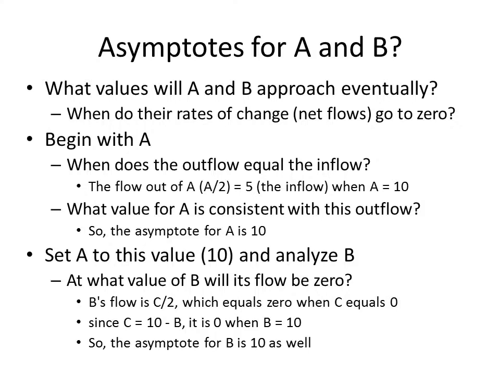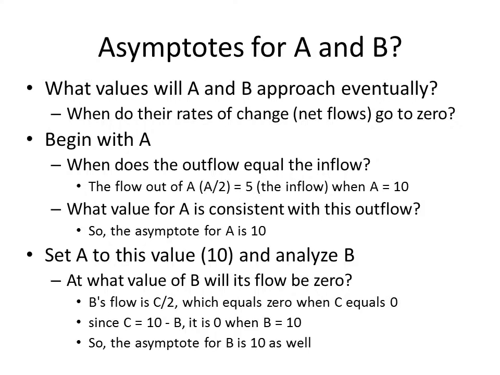When does the outflow of A equal its inflow? Since the outflow is A over 2, and the inflow is 5, then at A equals 10, 10 divided by 2 equals 5. So now the inflow and the outflow are matched. So we know that the asymptote for A is 10.